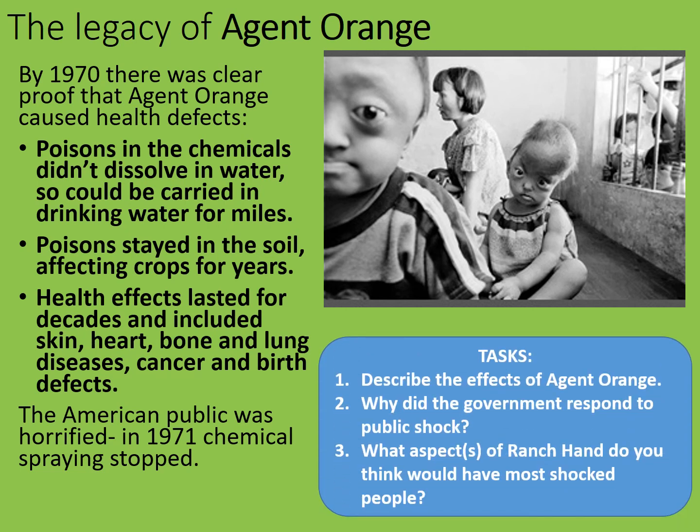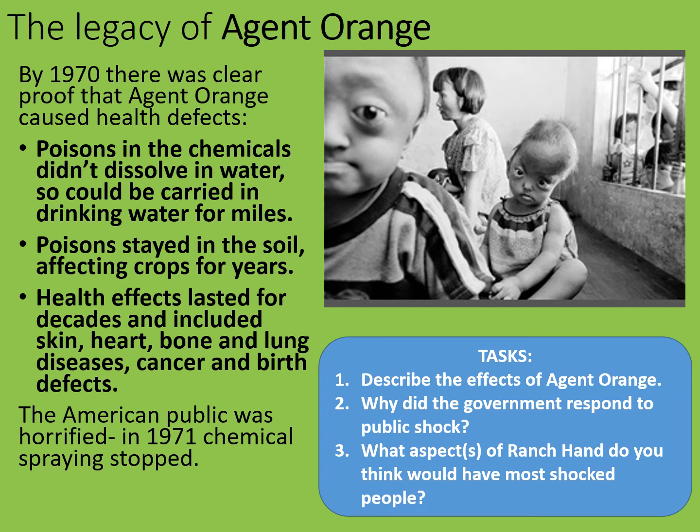Your tasks are to describe the effects of Agent Orange. Why did the government respond with so much public shock? Bearing in mind that very often the government was slow to respond to public shock about the war. Thirdly, what aspect or aspects of Ranch Hand do you think would have most shocked people? Explain your points of view, but there is no wrong answer to this. Pause the video now and complete the tasks.